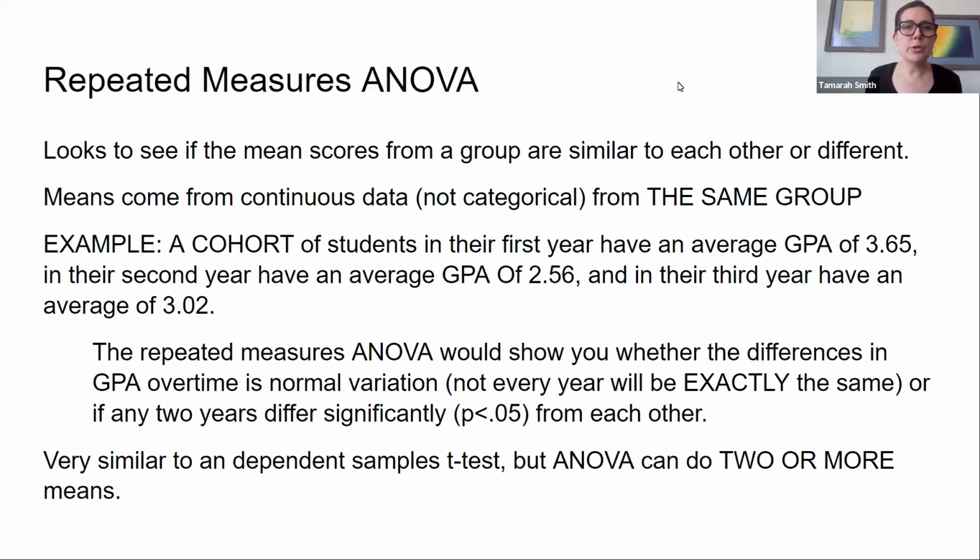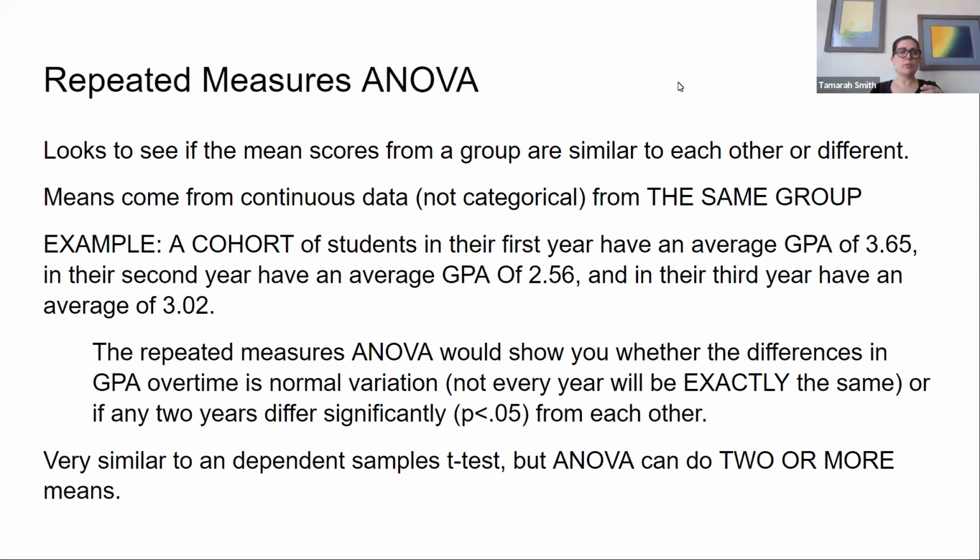What is important to know about a repeated measures ANOVA is that it is looking at mean scores from a group to see if they are similar to each other or different from each other. So let me say that again, because that was a little clunky. We're looking at average scores from one group to see if those average scores are similar to each other or different from each other. The means come from continuous data, not from categories. So these are things where you're getting average scores, and those average scores are coming from the same group.